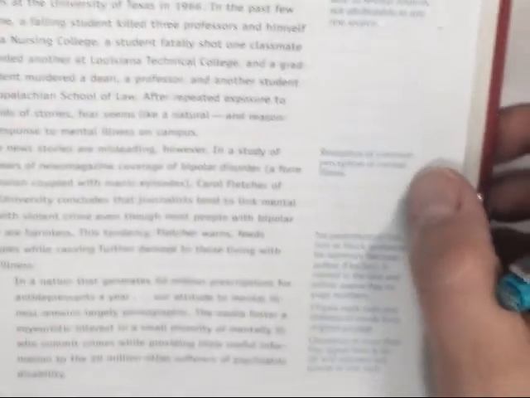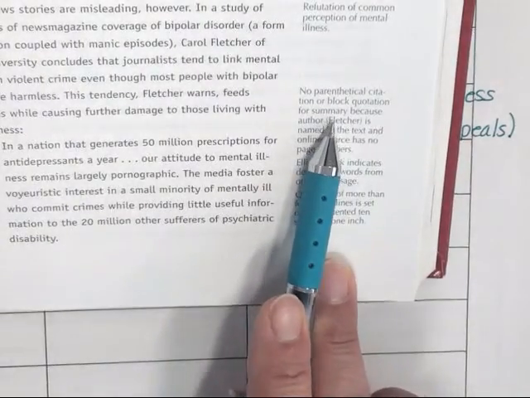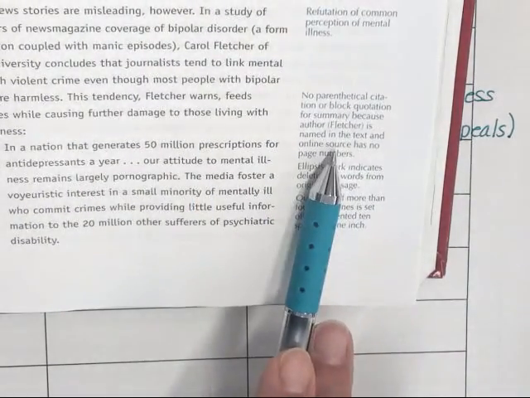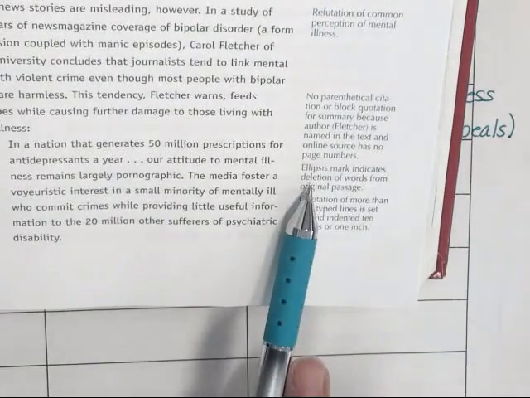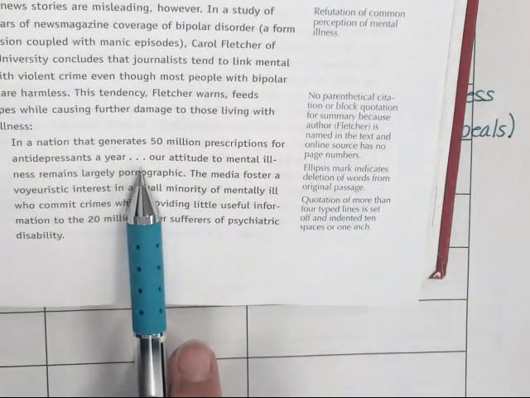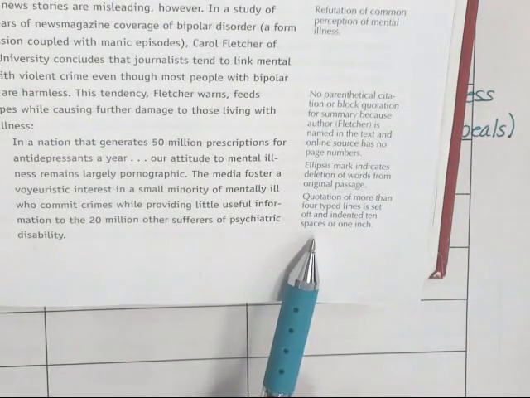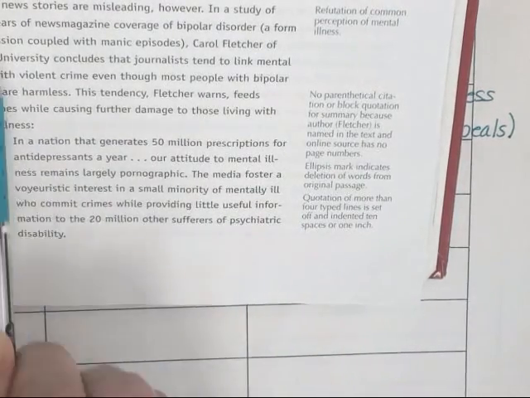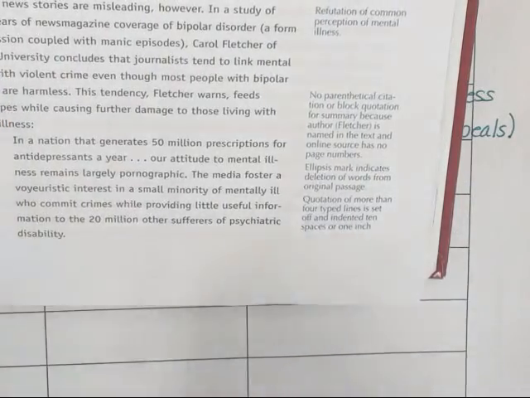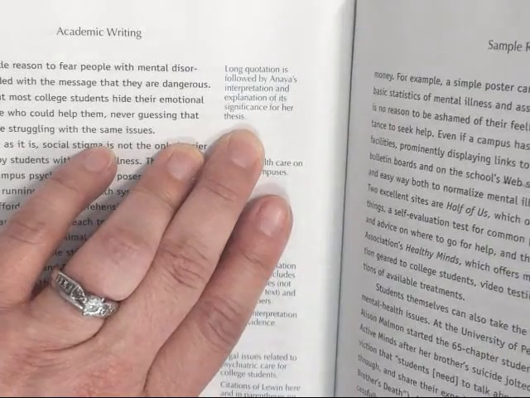All right, so let's look at our notes. Refutation of a common perception of mental illness, no parenthetical citation or block quotation for summary because the author Fletcher is named in the text and the online source has no page numbers. This is a long quote. The ellipsis indicates deletion of words from original passages, but a quotation of more than 4 typed lines is set off and indented 10 spaces or 1 inch, additional from a regular indentation. All right, the long quotation is followed by Anya's interpretation and explanation of its significance for her thesis.